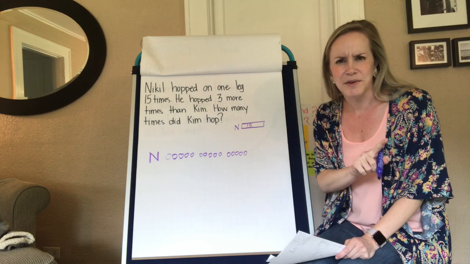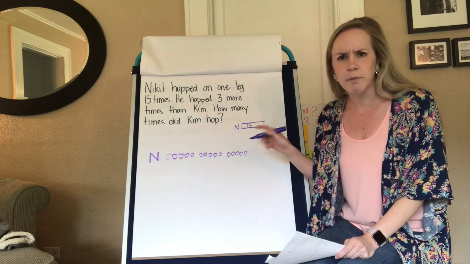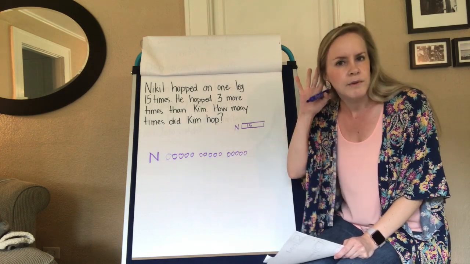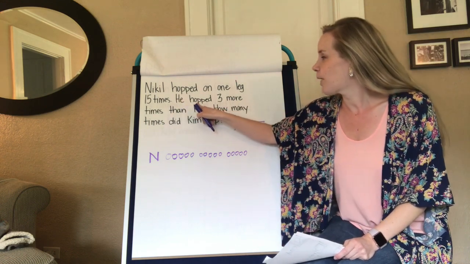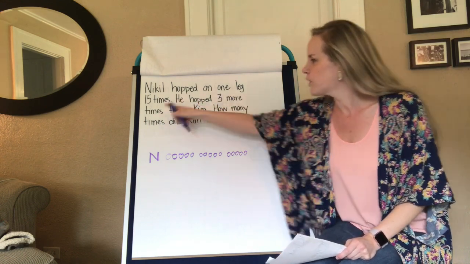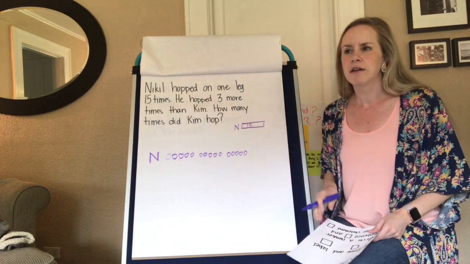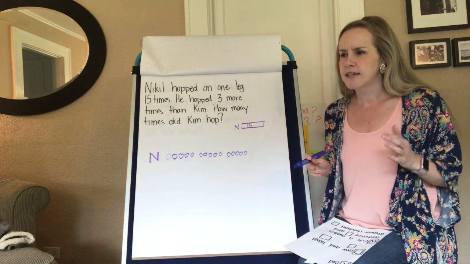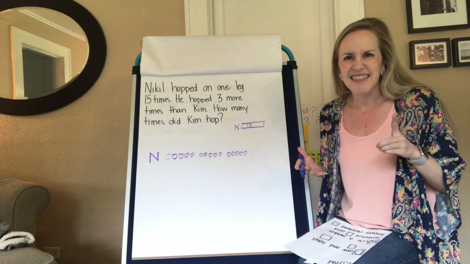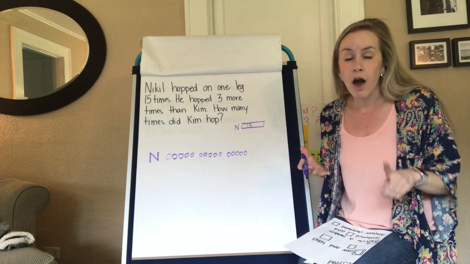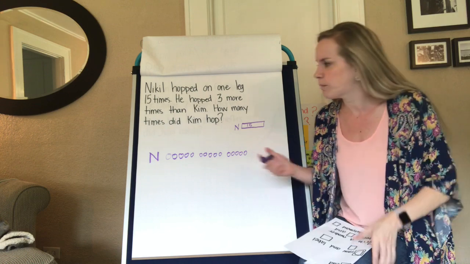All right, what do we do next? We read a little bit, draw and label. What do we do next? Read a little bit more. He hopped 3 more times than Kim. So who hopped more? It says Nikhil hopped 3 more times than Kim. That means Nikhil hopped more. We need to remember that.